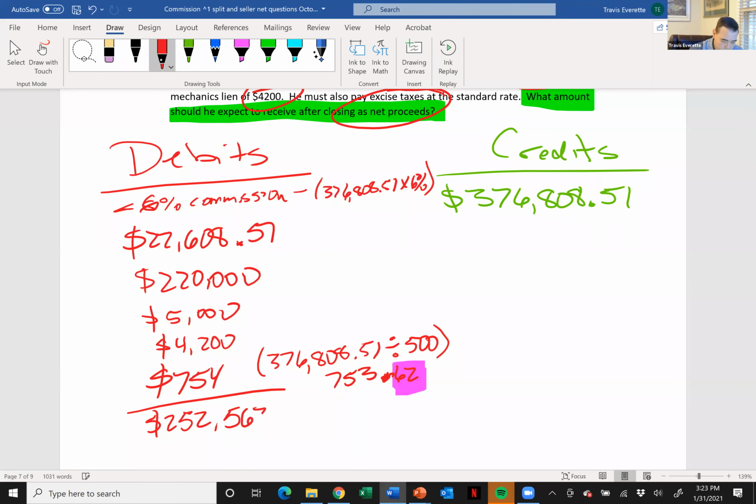562 and 57 cents. Now I'm going to check that again just to be sure. I'm going to start from the bottom this time.